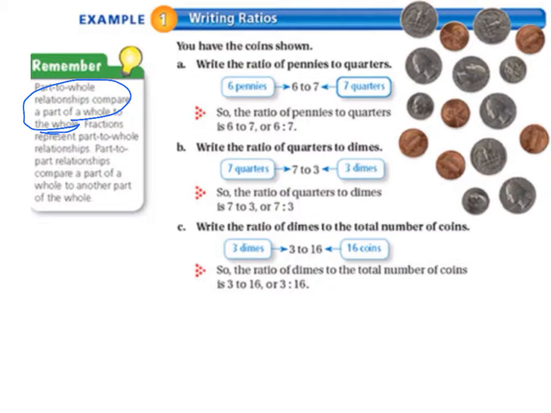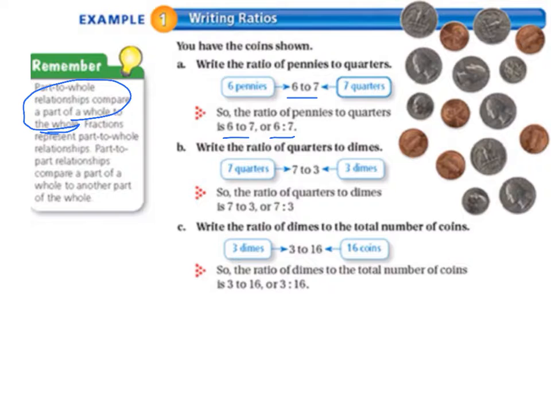So our first example, we're writing ratios. You have the coins shown. It says write the ratio of pennies to quarters. So in our picture there are 6 pennies and 7 quarters. So our ratio is 6 to 7. So the ratio of pennies to quarters is 6 to 7, or 6:7. We don't actually say colon. I'm just saying that so that you'll recognize that the colon in the middle is the mark that we use, but it's actually said 6 to 7.